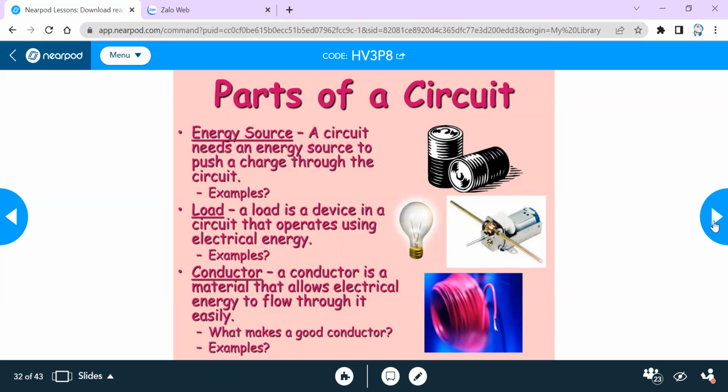Lastly, the third part is the conductor. A conductor is a material that allows electrical energy to flow through it. For example, copper wire and any other good conductor of electricity materials. That is a conductor.